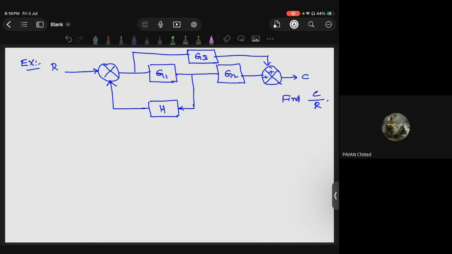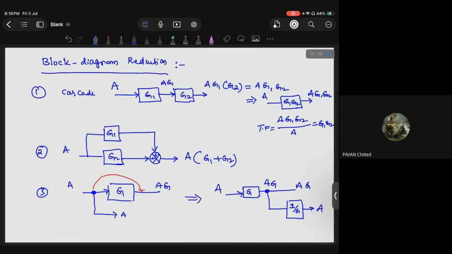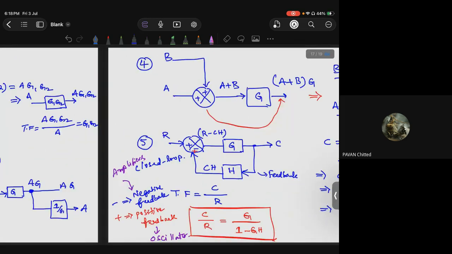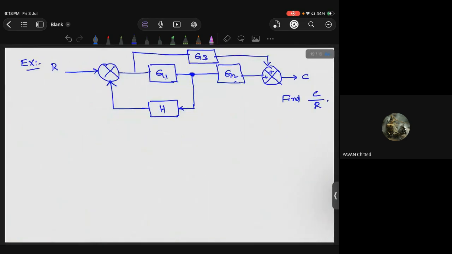We cannot find it directly. Why? Because of this point. So you can see how G1 and G2 are connected. In case this is not there, they are connected in cascade. Am I correct? They are connected in this fashion. But that summing point, this branch point, is creating the problem. So what we do in general is, can anyone tell me what we do? Either shift this point, or shift this point. So let's do this one.